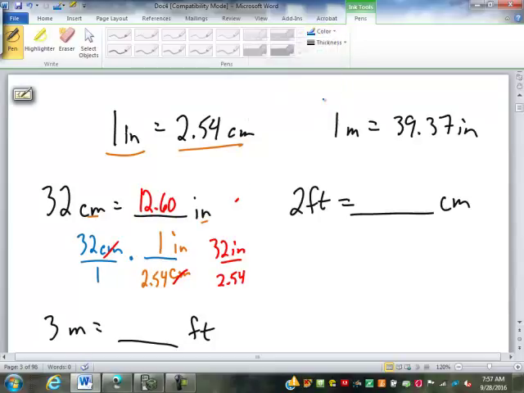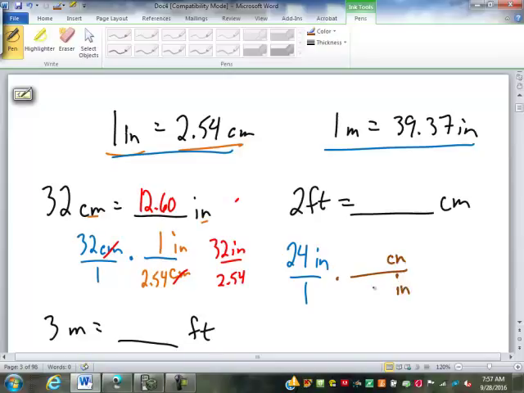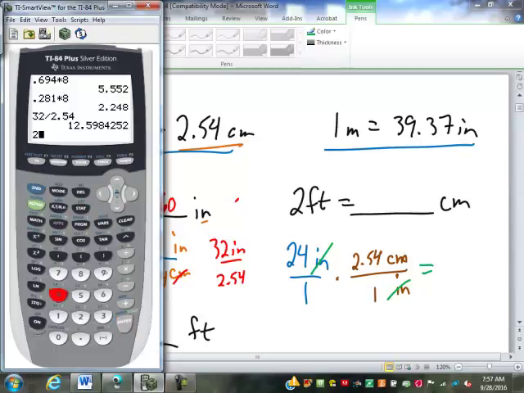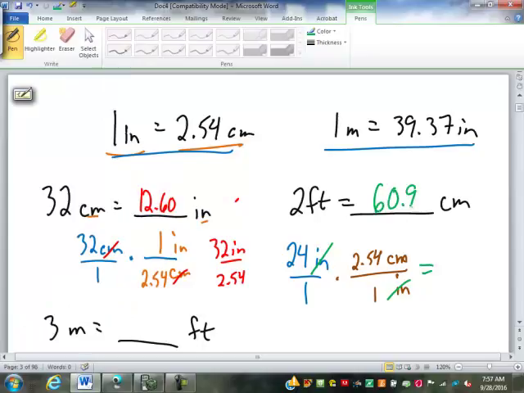Now, 2 feet to centimeters. Do we have anything that relates feet to centimeters? We have inches to centimeters and meters to inches. But 2 feet, we can very quickly convert to 24 inches. Over here, what's going on bottom? Inches. And centimeters will be on top. 1 inch is 2.54 centimeters. So the inches cross cancel. We've got 24 times 2.54, 60.96. How many of you had the first 2 right?